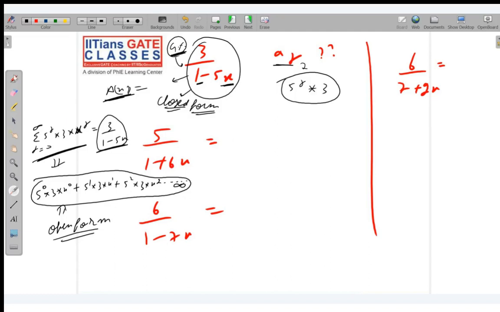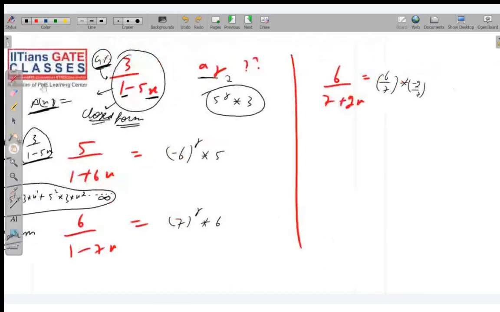So next is 5 upon 1 plus 6x. That is also very easy. So what will be our answer? Minus 6 power r multiplied by 5. Here 7 power r multiplied by 6. Yes, sir. So here, what should the answer be? Into 2 by 7 power, minus 2 by 7 power, yes, minus 2 by 7 power r. Let me write it properly.